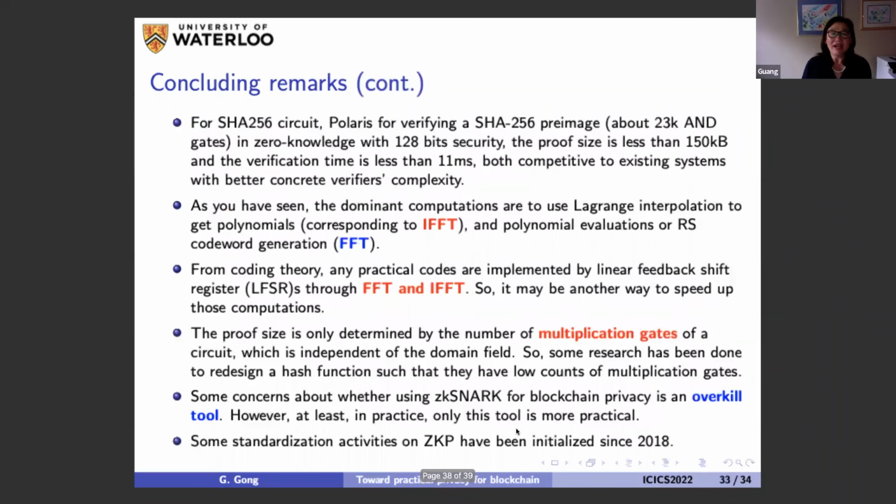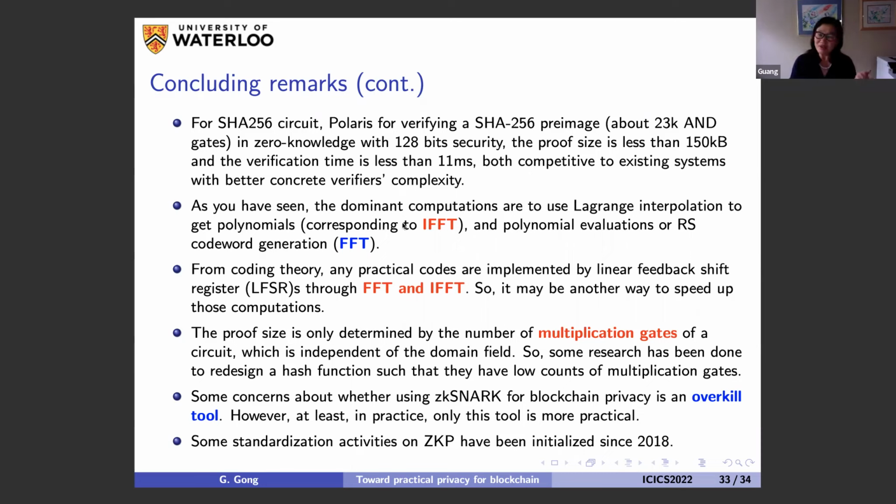Okay. And for the SHA-256 circuit, if we use Polaris to verify this preimage, as I mentioned, about 23 AND gates with 128-bit security, the proof size is less than 150 kilobytes and the verification time is less than 11 milliseconds. Those performances are basically comparable with the existing schemes. However, we have a concrete verifier complexity. We are not bounded by that big O. We are bounded by a constant which we can determine.